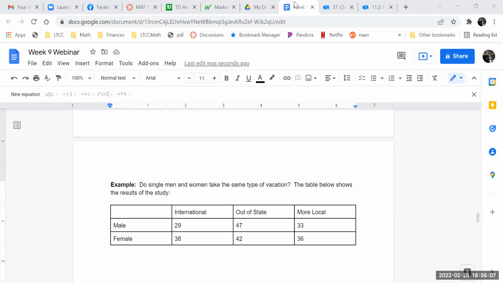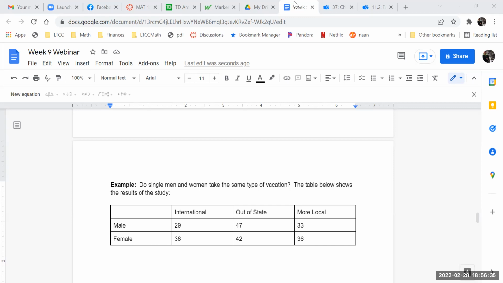The table below shows the results of the study. So we have male, we have female. And the types of vacation we're looking at are international, out of state but in the United States, and more local. So that would be, I don't know, traveling to Los Angeles or something. Okay. And we have numbers.